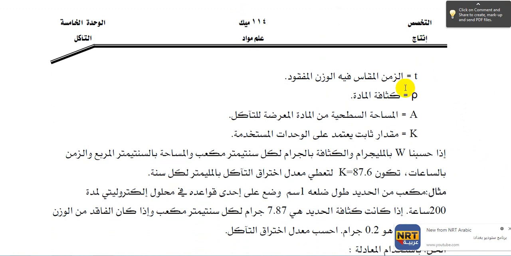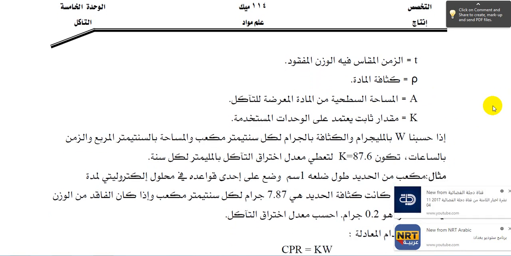Here the T, as you can see in front of you, is the time at which the lost weight is measured. Rho is the mass density. A is the surface area of the corrosion-susceptible area.